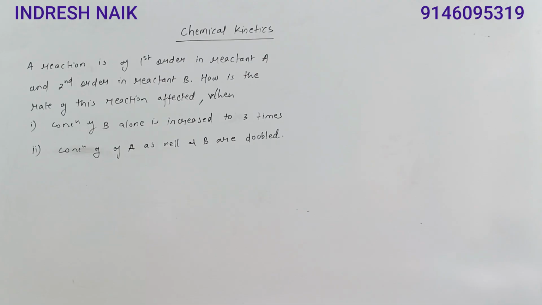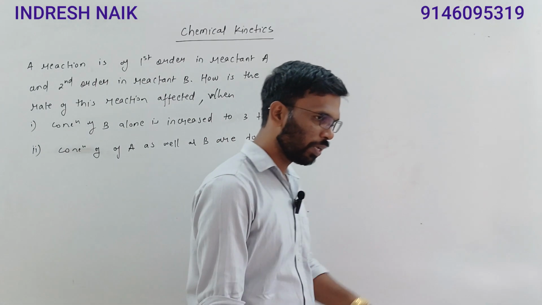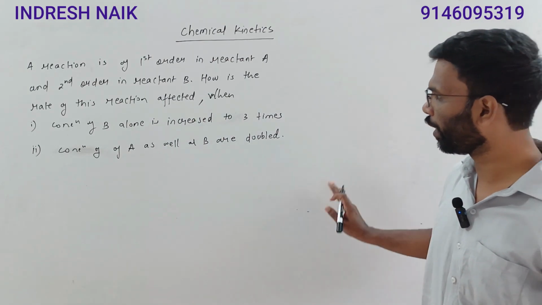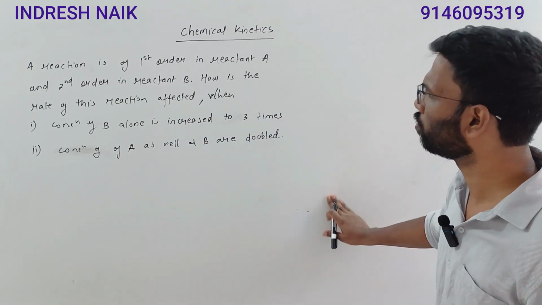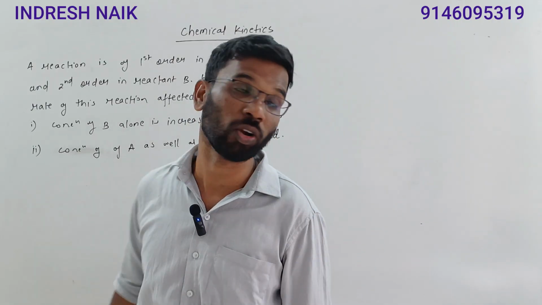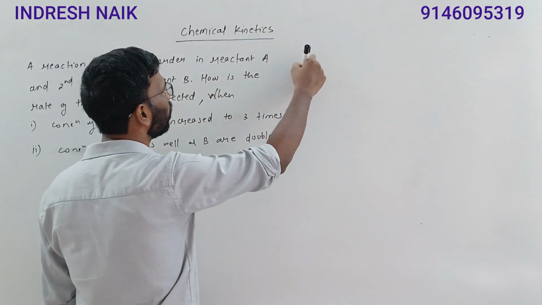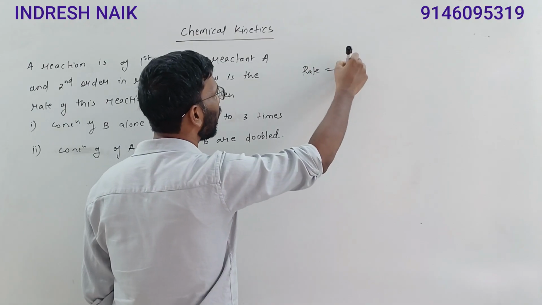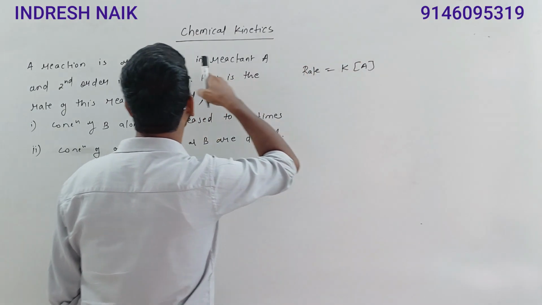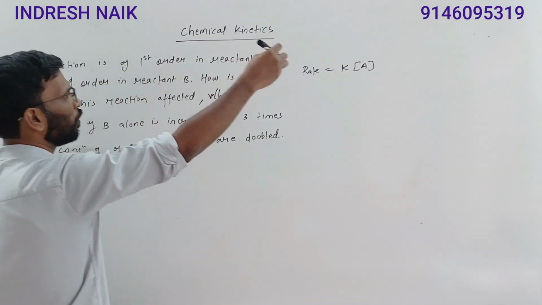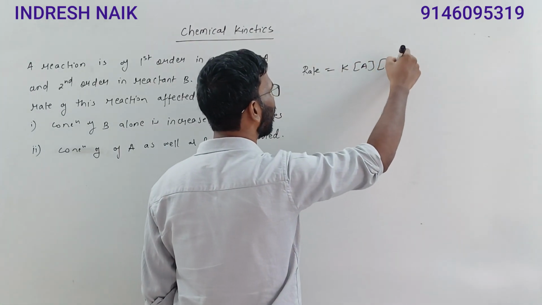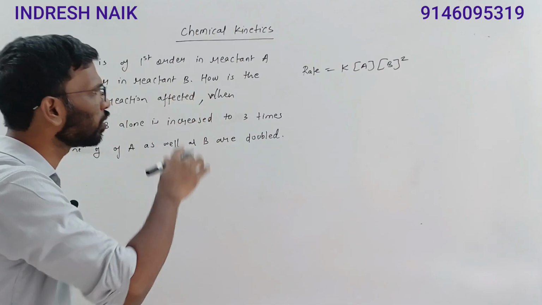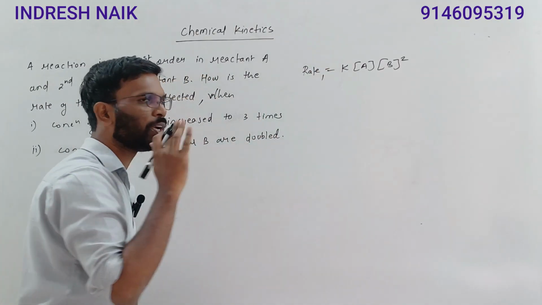Now this is a good question. A reaction is first order in reactant A and second order in reactant B. How is the rate of this reaction affected when concentration of B alone is increased to 3 times and concentration of A as well as B are doubled? So first we'll write a rate law expression for this. Rate is equal to K, A to the first order and B to the second order, at certain concentrations. I will write this as rate 1.